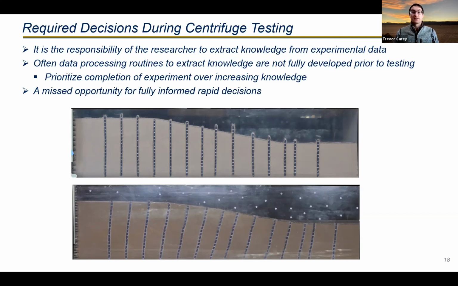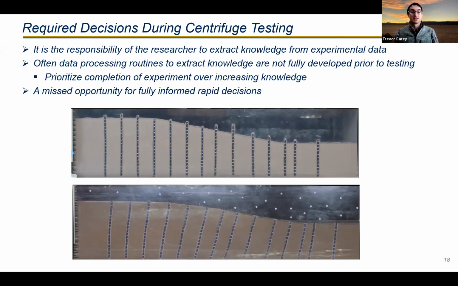The facility and staff of the centrifuge have developed processes and routines that are kind of common amongst all centrifuge experiments, but it's up to the researcher to know how to apply that in their model: what specific array of sensors, what things are important to show that. But often the data processing routines to extract knowledge are not fully developed prior to testing. These aren't typically developed by the researcher until afterwards.